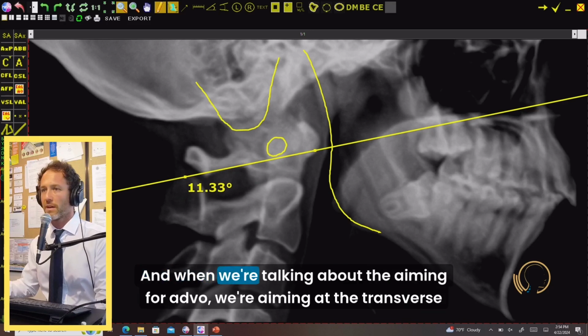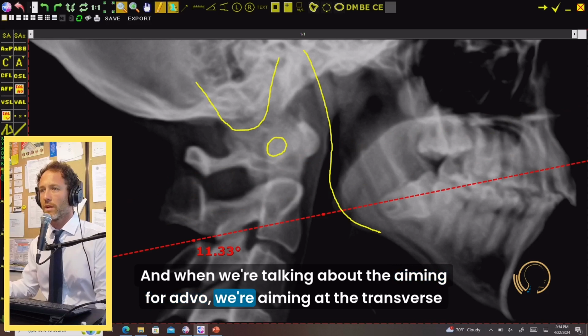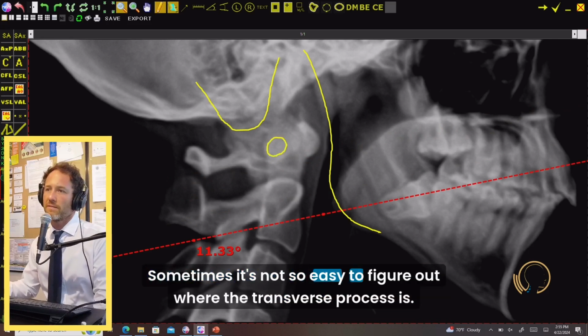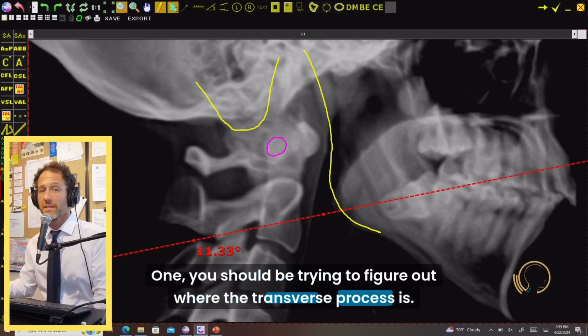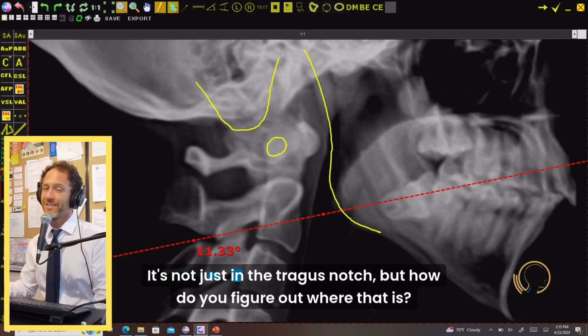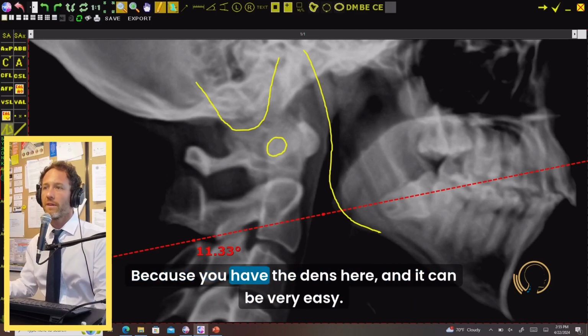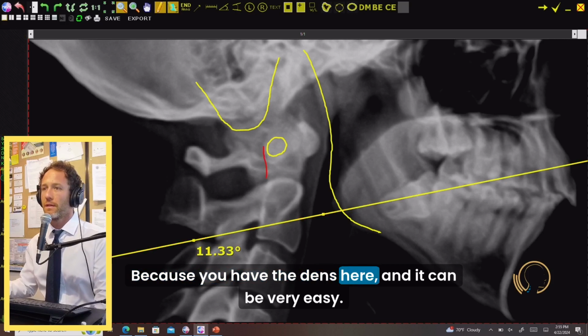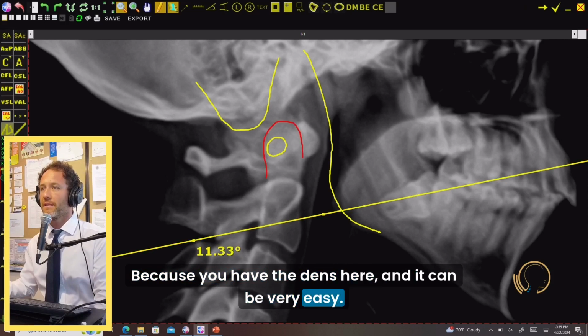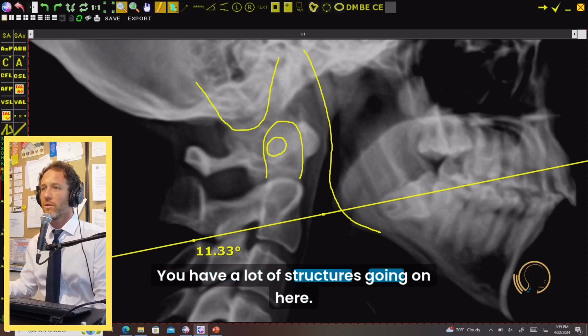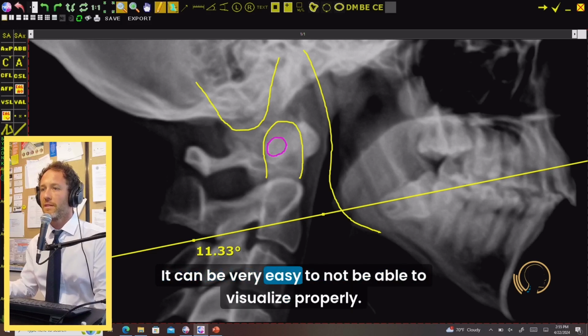And when we're talking about aiming for AdvO, we're aiming at the transverse process. But sometimes it's not so easy to figure out where the transverse process is. One, you should be trying to figure out where the transverse process is. It's not just in the tragus notch, but how do you figure out where that is, right? Because you have the dens here, and you have a lot of structures going on here. It can be very easy to not be able to visualize properly.